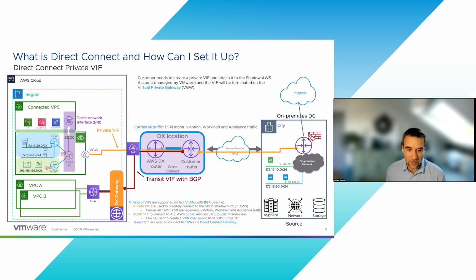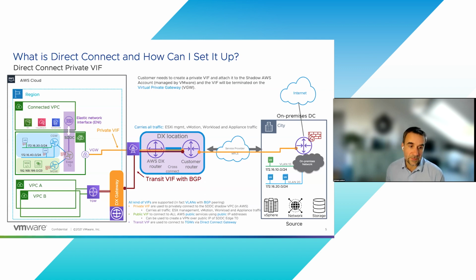So customer can order a private VIF, and the private VIF is just used to privately connect the on-premises data center to the SDDC in the cloud. There is also the option to have a public VIF. Public VIF is a little bit a way to give access to the customers to all the AWS public services that are using public IPs. Most of them are available in the public area of AWS.